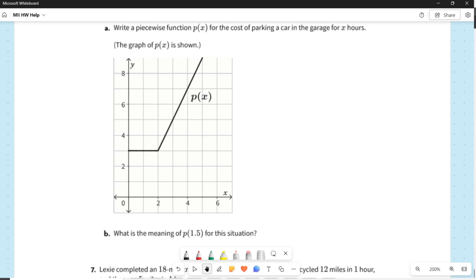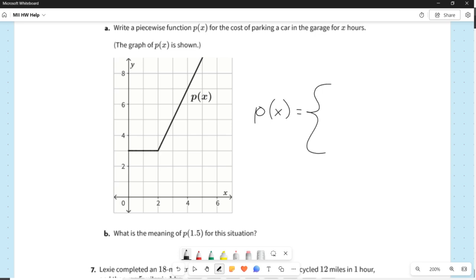So we're looking for p of x, and they told us to use a piecewise function. We kind of, quote unquote, know that we have to use a piecewise function because we have two different situations to deal with depending on how long the car has been there. For the first 2 hours, we have one situation, and after 2 hours, we have a different situation. And so that's why we need to use a piecewise function. So p of x is going to equal something.